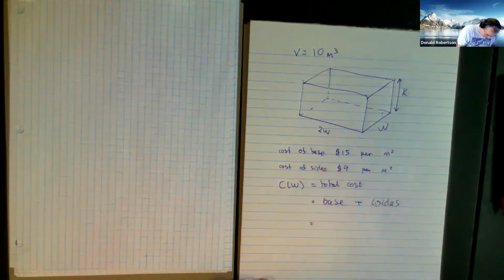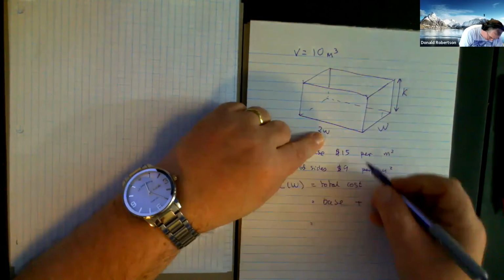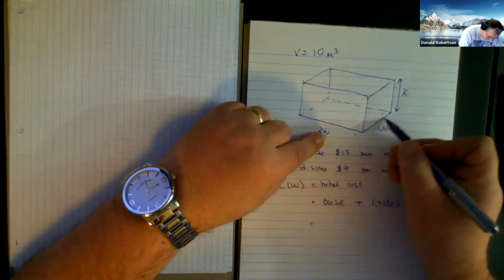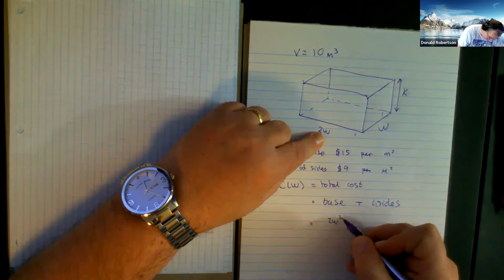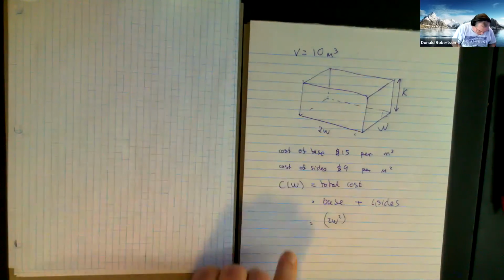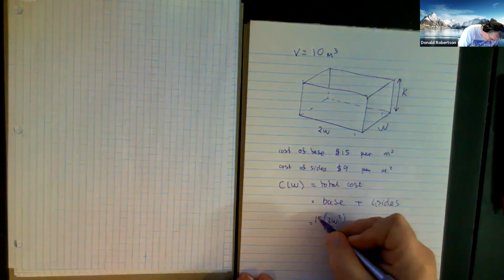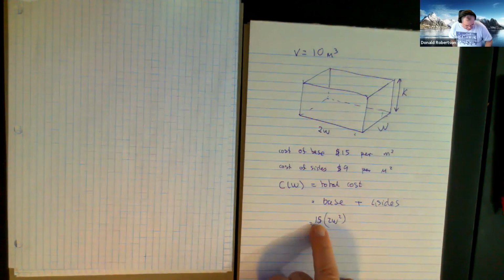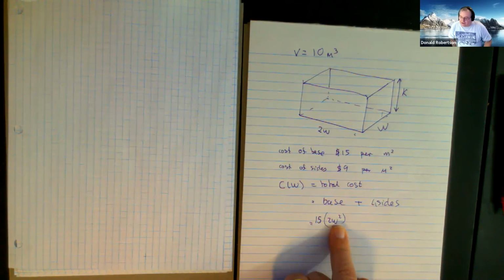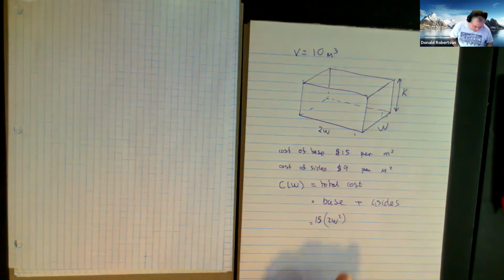Now, the base then has an area of 2W times W, so it has an area of that, but it's going to cost me $15 per square meter. So won't that be 15 times its area? Are you happy with what I did there? That's the area of the base times $15.